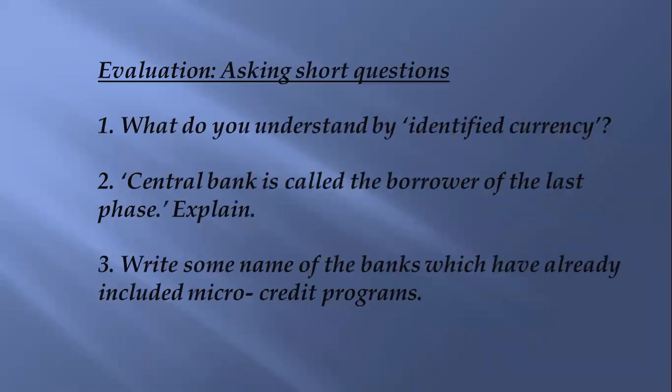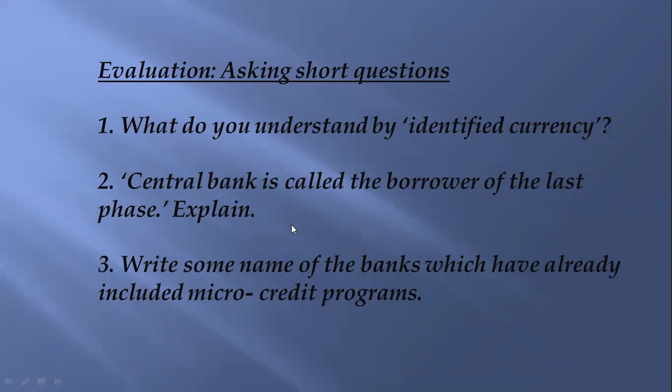And now we are at the end of our discussion. So here for evaluation, I put some questions. First question: what do you understand by identified currency? That thing I discussed before, that only the central bank can introduce paper currency, and this paper currency is known as identified currency. Second one is that the central bank is called the borrower of the last phase.